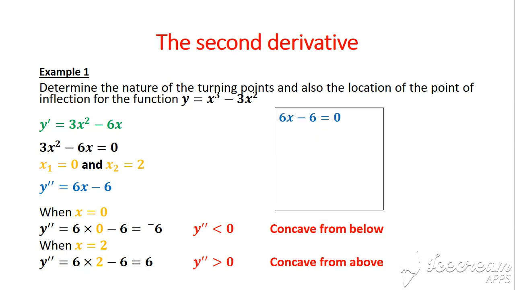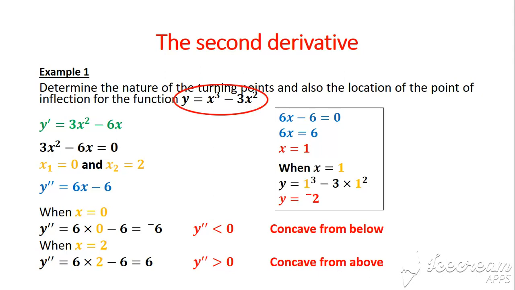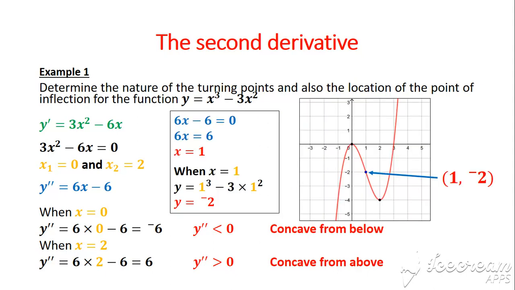Now we're going to go on. We're going to take the second derivative and put that equal to 0, and solve it to get x is equal to 1. We're going to take that value of 1 and substitute it back into the y function, not y dash or y double dash, and we get a value of negative 2 for y. So we have the point (1, negative 2). When we draw the function once more, hopefully you can see that this is the point of inflection at (1, negative 2).